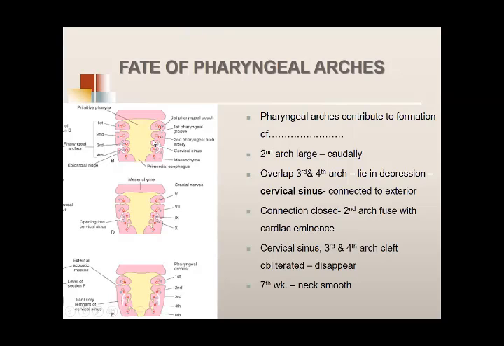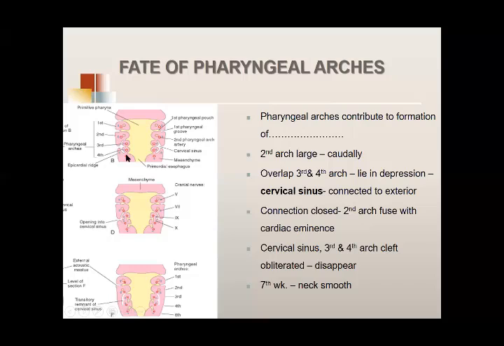Now, what happens is कि ये जो second arch है ना, this is the first arch. This is the first membrane. ठीक है? This is the second arch. The second arch, it begins to grow caudally. ये देख लीजिए, it is growing down inferiorly. It grows caudally. ठीक है? अब अगर मैं enumerate करूँ तो this is the first arch, second arch, third arch, fourth arch, fifth arch.